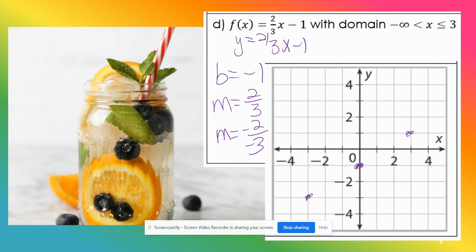We need to check what we've got going on up here with our domain now. So our domain says I'm starting at positive 3. This means I have a closed circle. And then I'm going to negative infinity. So that's an arrow at the other end.